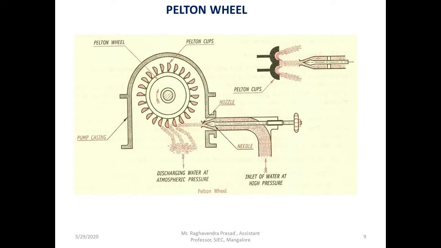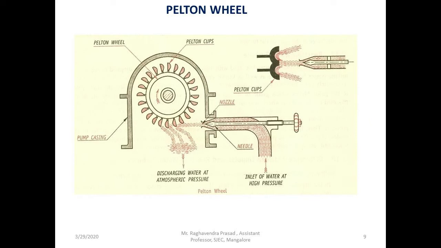Now there is a needle which is actually controlling the flow rate. If you move the needle towards the nozzle end, the area of cross section will reduce. That will reduce the flow rate drastically. Whereas if you move the needle in the reverse direction, that is the backward direction, the area available for the flow will increase, and because of that the flow rate will increase. Flow rate is also called discharge, and the unit is millimeter cube per second or meter cube per second.